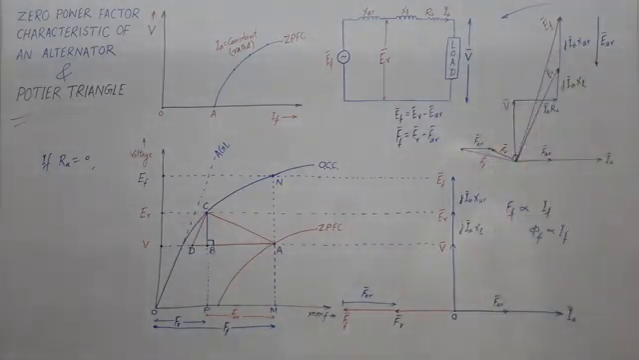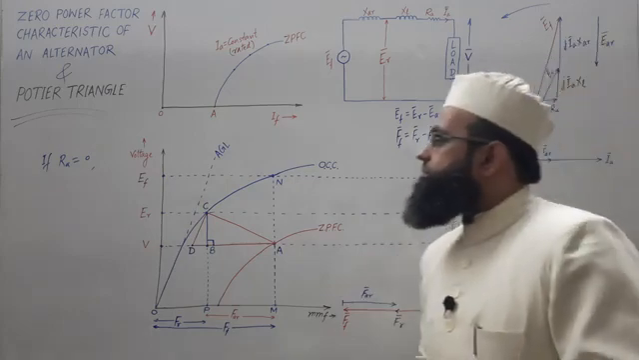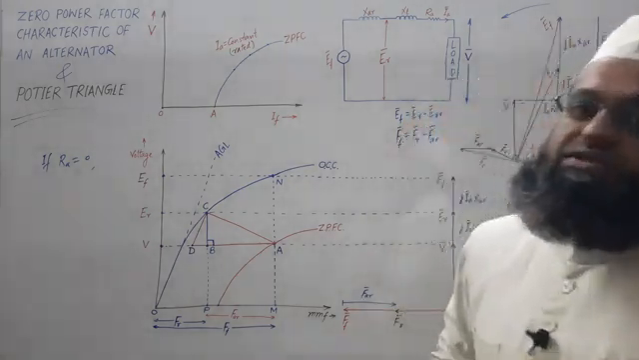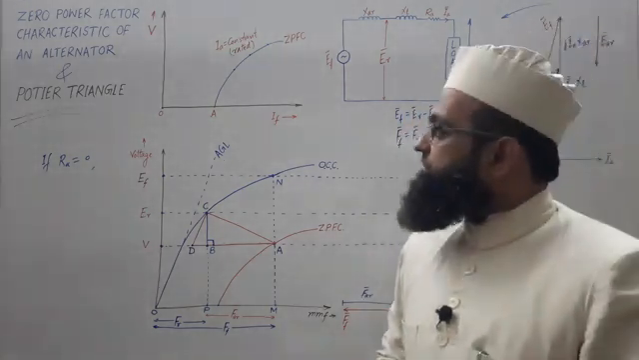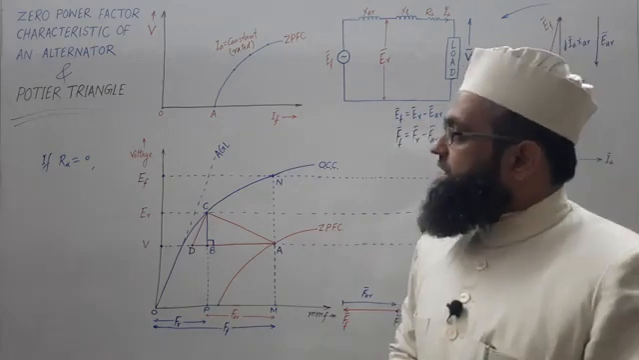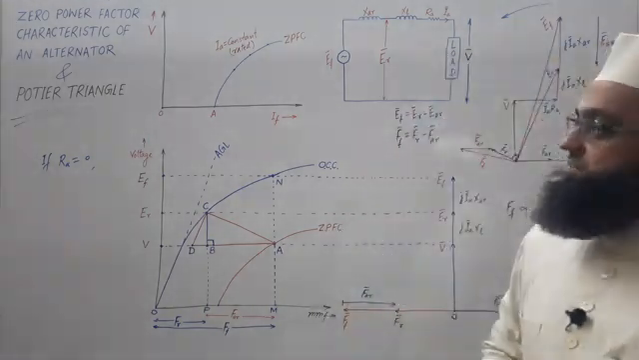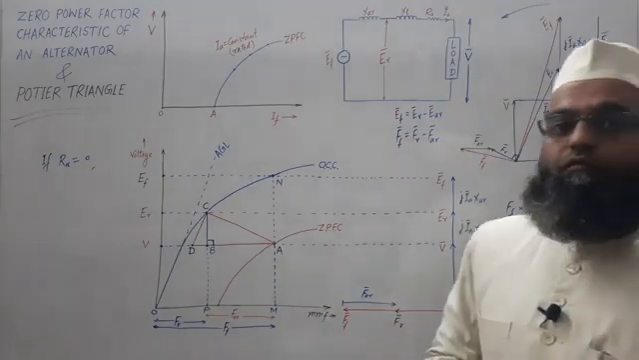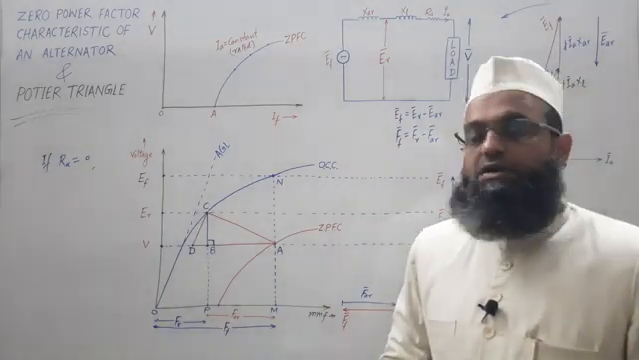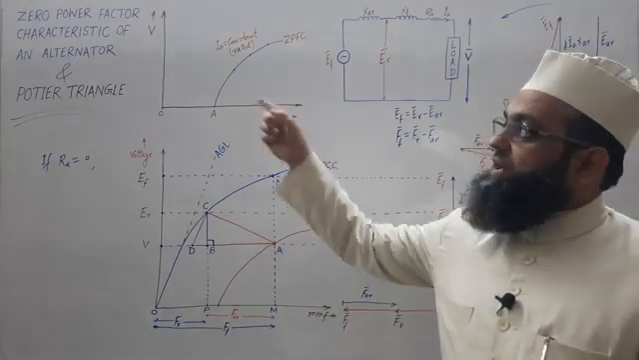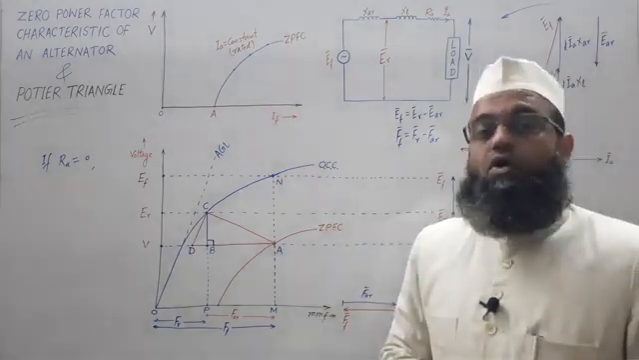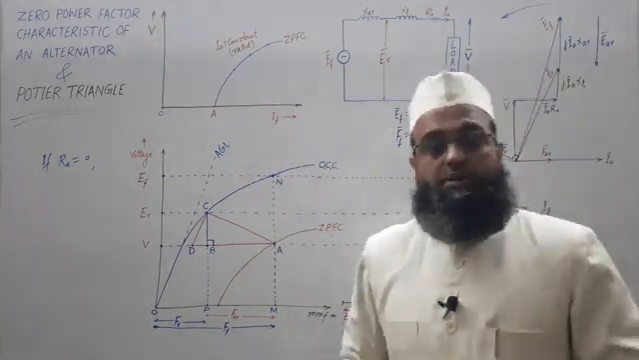So we will proceed with the same topic in our next lecture, where we will see the detailed explanation of the method, the steps to get the voltage regulation of an alternator by using the zero power factor test or Potier triangle. Thank you very much.